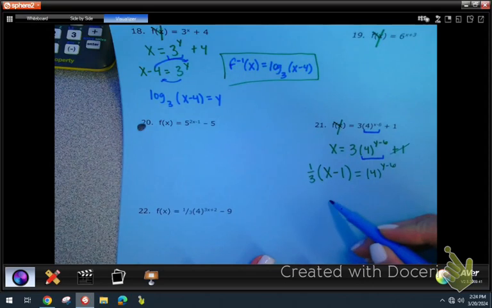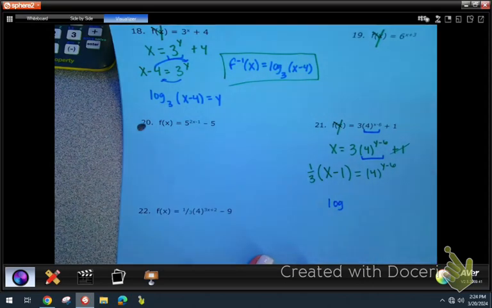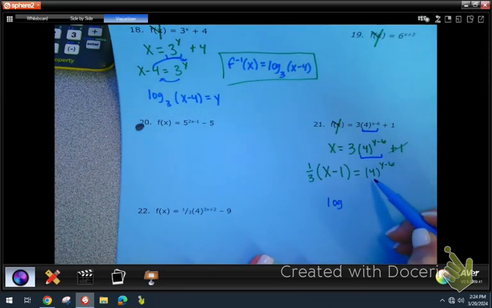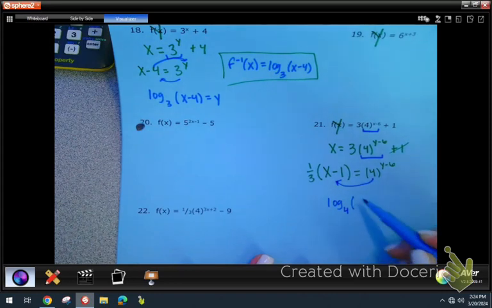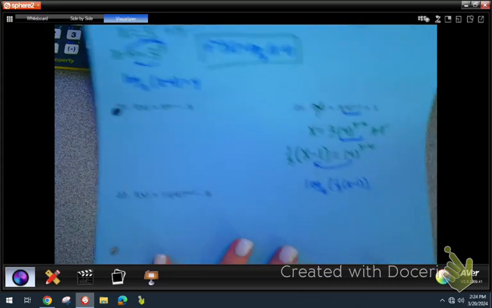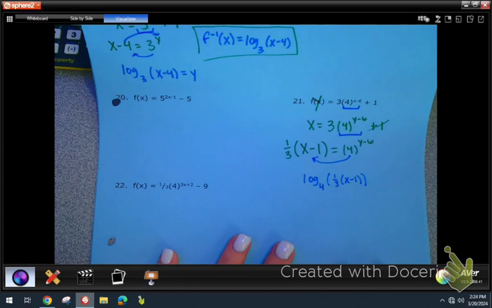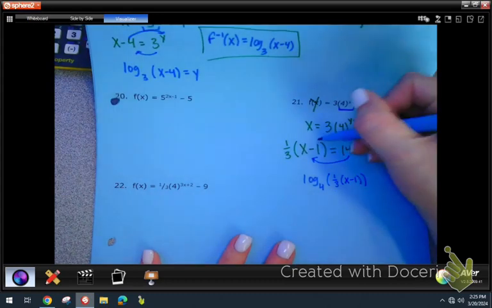So I'm going to switch to log form. So log, what's the base of my log going to be? Log base 4. Again, they're the same. Now, what's the argument going to be? 1/3 times x minus 1. And here's, careful with your parentheses. That's how they should look. There's got to be a big parentheses around the 1/3. And then the x minus 1 is also in parentheses. And then what's that equal to?